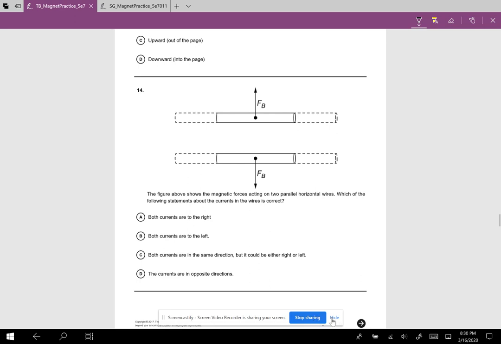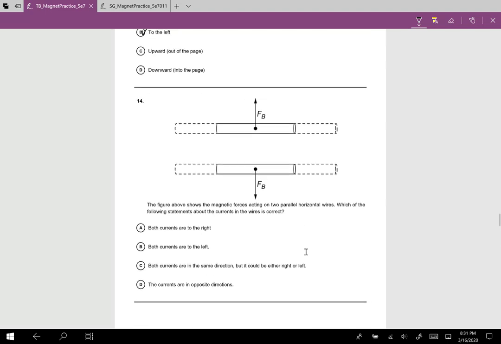So for number 14, this one's a little bit tricky because what we have to do is I like to just guess and check. So we're saying the figure above shows the magnetic forces acting on two parallel horizontal wires. Which of the following statements about the currents in the wires is correct? So I just kind of like to go for it. I just like to choose one and then see what we have going on.